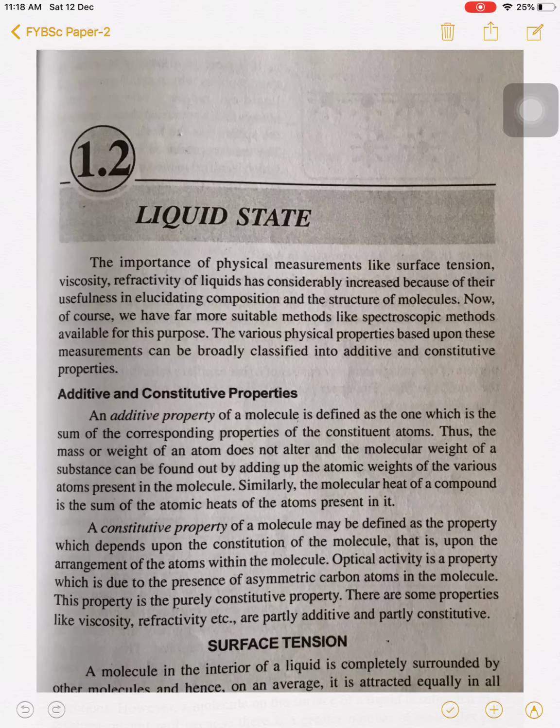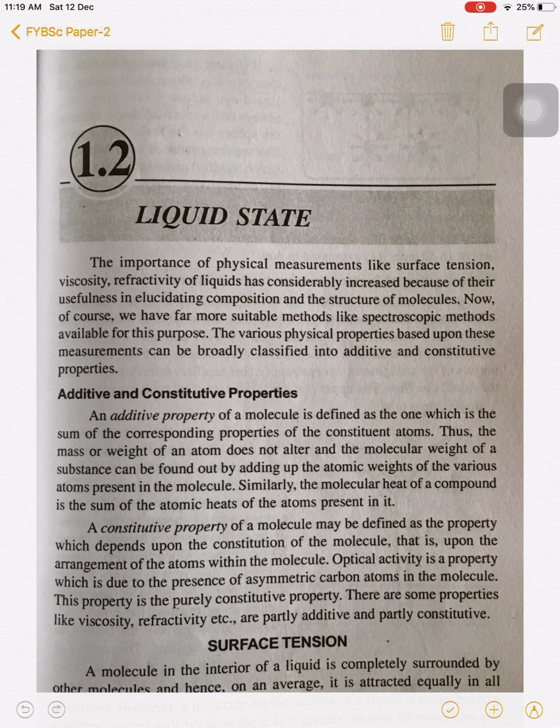Dear students, the next chapter we are going to start is liquid state. So you know what is the liquid and what is solid and what is gases, and also you know some properties of liquids. There are some properties which we are going to study in this topic: surface tension, viscosity, refractive index of the liquid, and the liquid crystal. By use of these properties we can determine the structure and the composition of the liquid mixture.